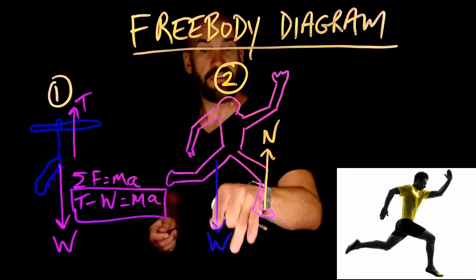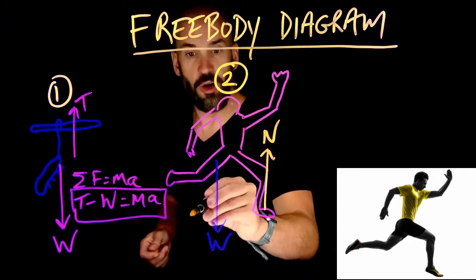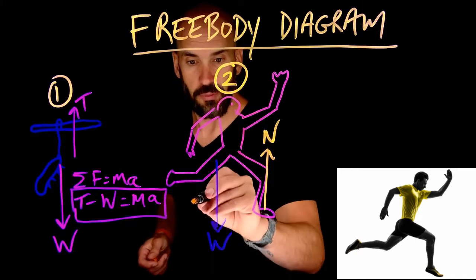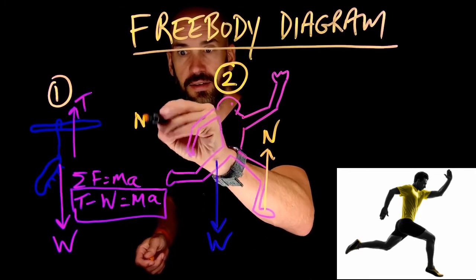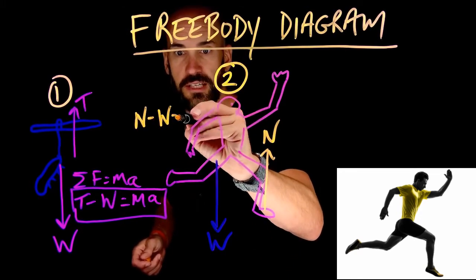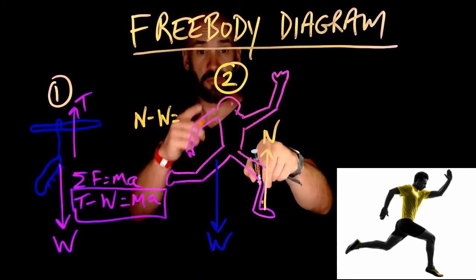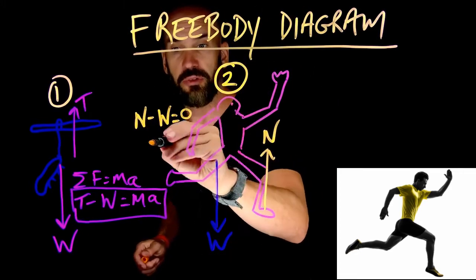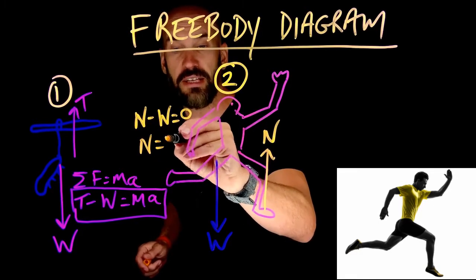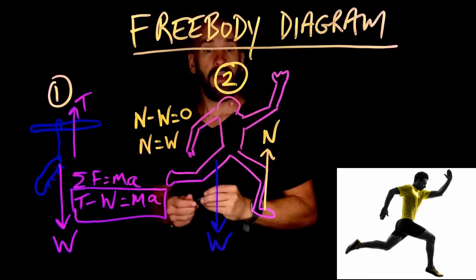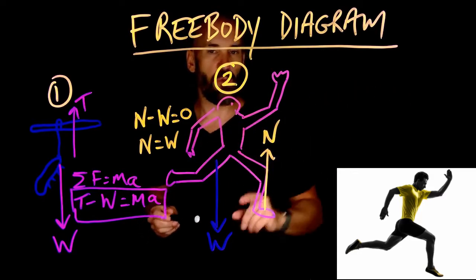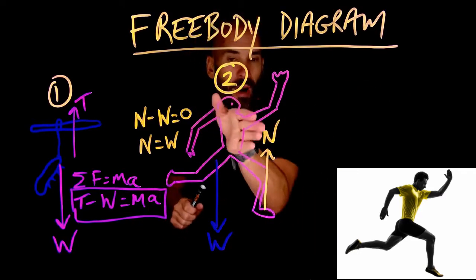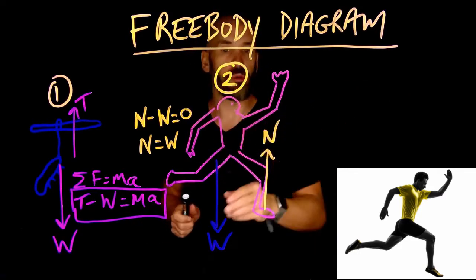Now, that's everything that's going up and down. So we know that in the y direction, we can say that N minus W equals his mass times acceleration, but he's not going up or down, so this would just be 0. N minus W equals 0. In this case, the normal force would have to equal the weight. But what's propelling him forward? This is a really interesting question. Why does any runner actually move forward?